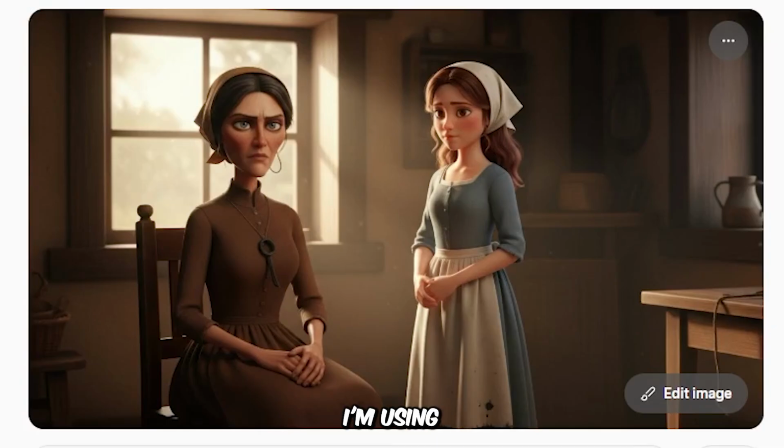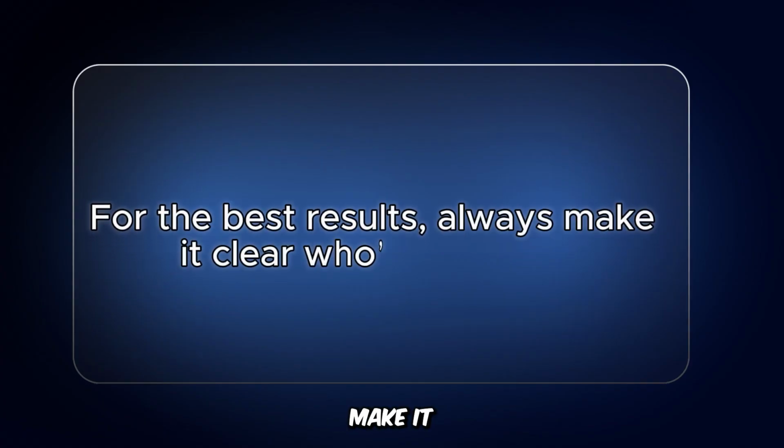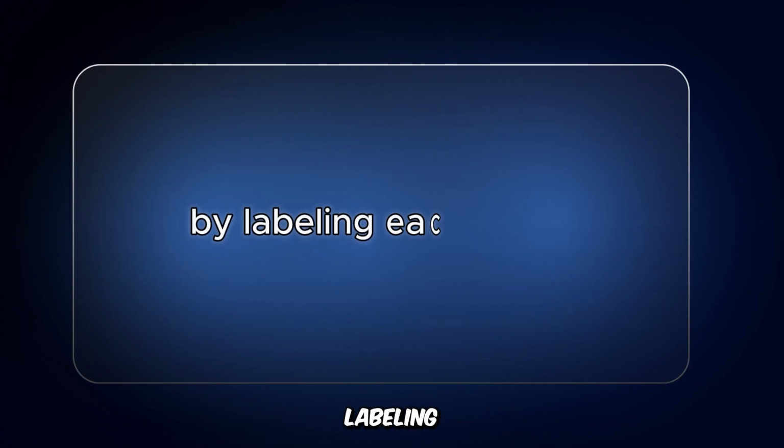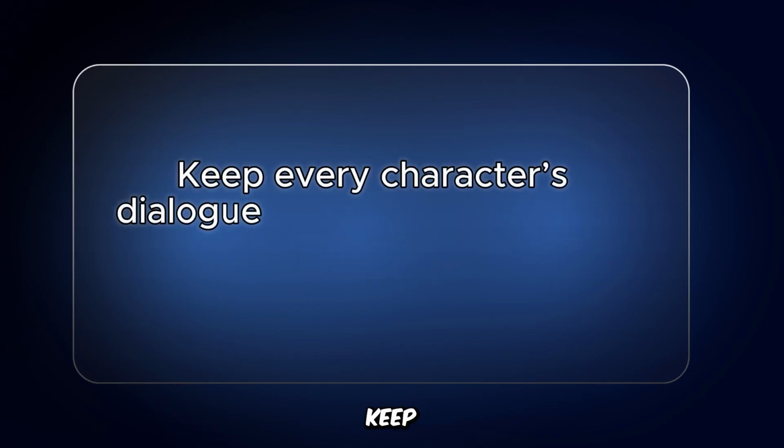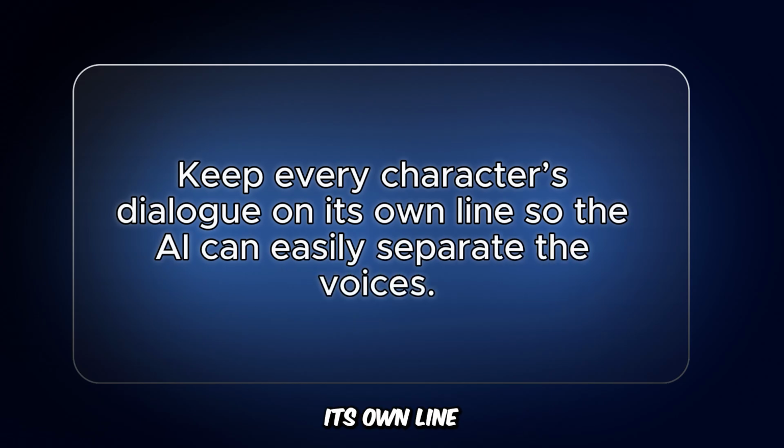Now in this scene, I'm using 2 characters with a shared dialogue. For the best results, always make it clear who's speaking by labeling each line, something like girl and widow. Keep every character's dialogue on its own line so the AI can easily separate the voices.